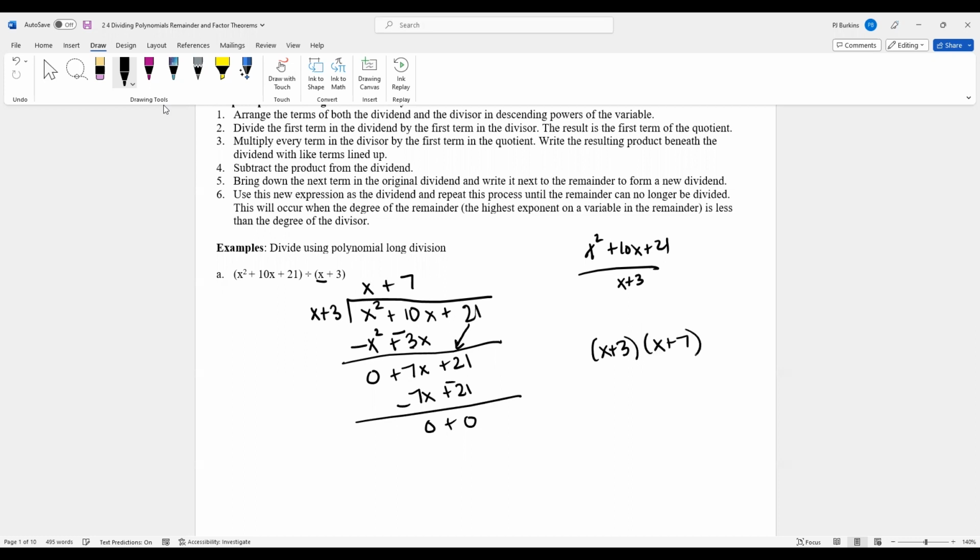So real quick, this tells us that our two factors of that polynomial are x plus 3 and x plus 7. So let's think about that for a second. If I just gave you this polynomial and said factor, you would look for two numbers that multiply to 21 and add to 10. What are those two numbers? Well, they are 3 and 7. So this problem is actually really easy to factor, but it's good for us to see how this would come out with long division. So let's go ahead and try another.